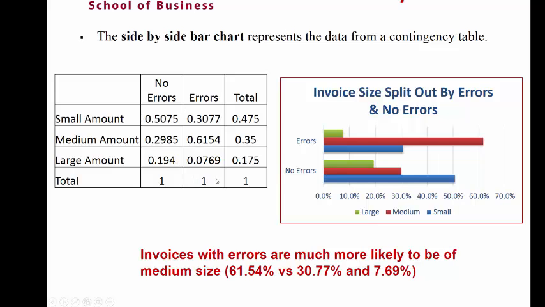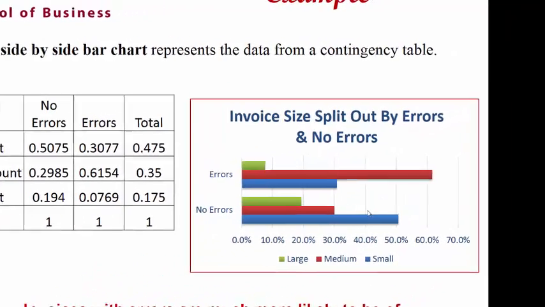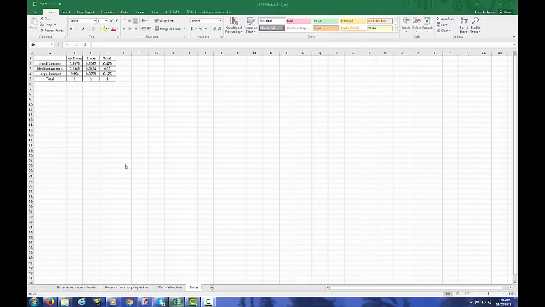I will add this and again a horizontal bar chart. What can you say? Invoices with error are more likely to be of the medium sizes. Of course, we can see this information from the table, but a graphical representation of our problem is much more efficient. So we will go now to Excel and look at this kind of information.